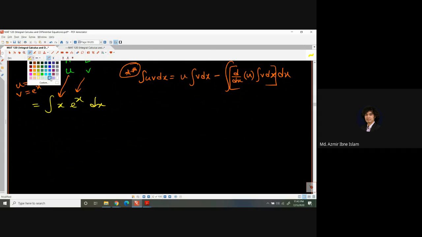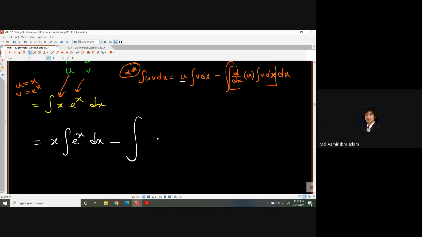Now I am writing the integration of u v dx, that is u, x, times the integration of v, that is e to the power x, negative. We can see a big integral here, the differentiation of u part, and u is x. So let's input x here. Then you can see there is another integral. Then v is e to the power x.